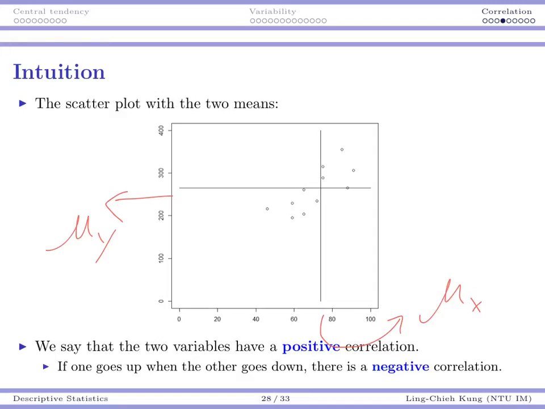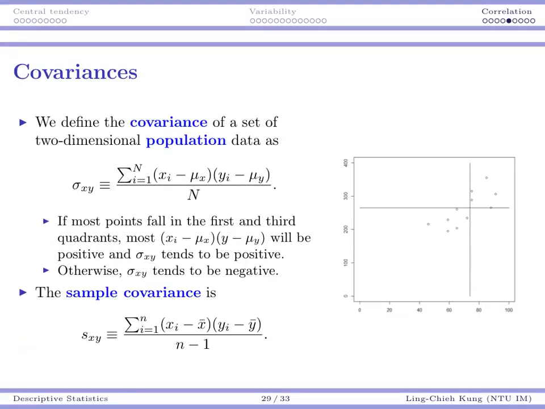So we hope that the measurement, the indicator we define, can capture this characteristic. It can give us, for example, a large number when this is true. We hope that our indicator will be large if x greater than mu x implies y greater than mu y. Well, let's see how to do it.